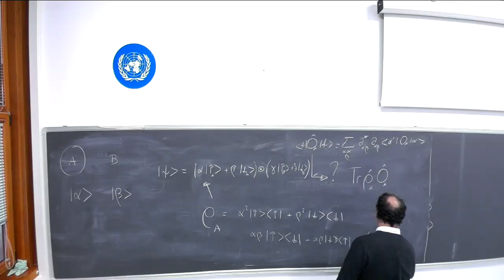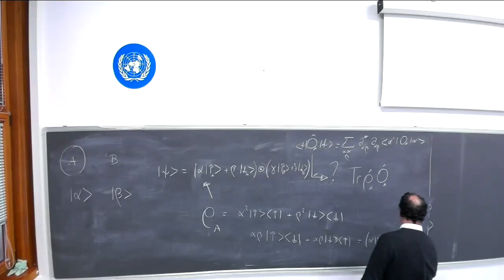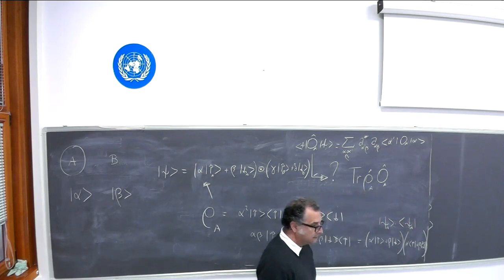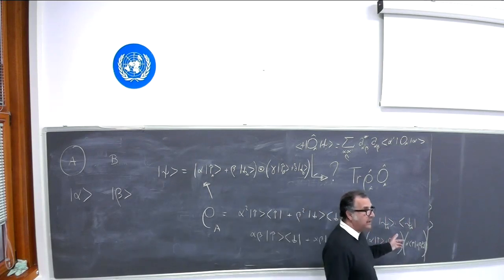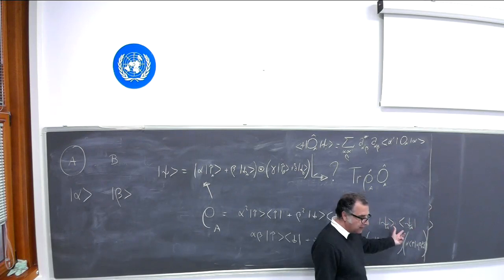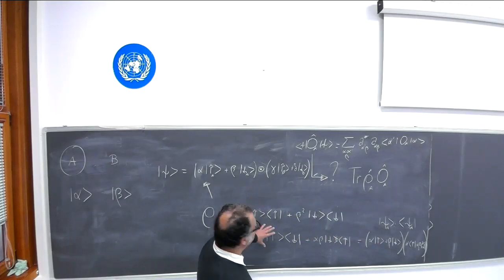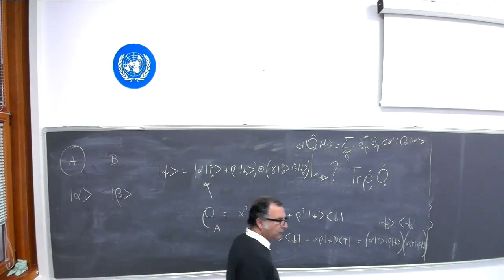Pure state. Very good. You can write this as alpha up plus beta down, times alpha up plus beta down. So you can write it as something like psi A. And if you can write the density matrix as a projector, then this is a pure state. You can also verify it by really doing this calculation and verifying that the trace of rho squared is one.